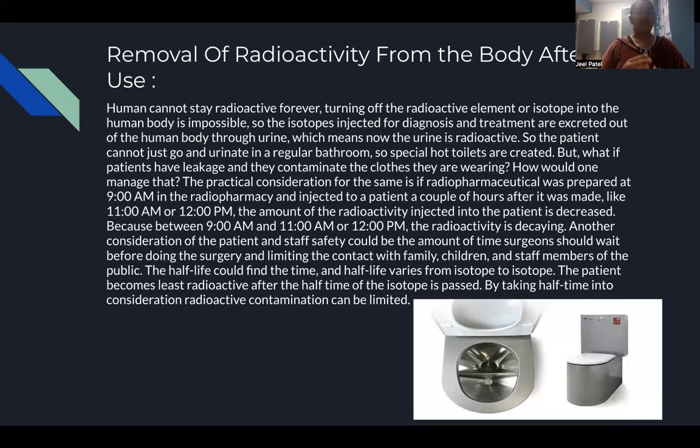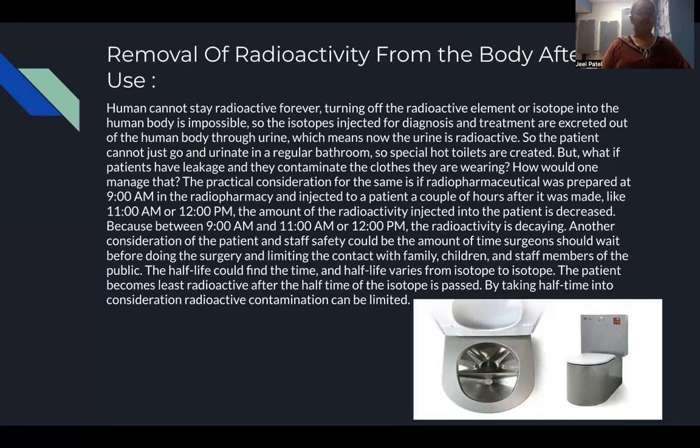As time passes, the radioactivity of the isotopes also decreases. So the people who went under radioactive treatment or diagnosis should not go into public areas and start meeting people immediately after having the treatment or diagnosis. Give them a day or two before going to public places and meeting someone.